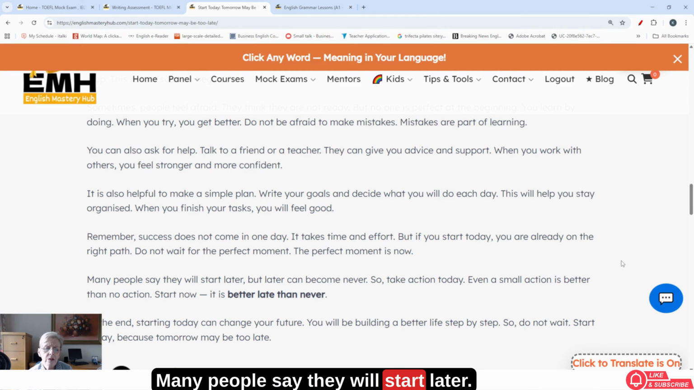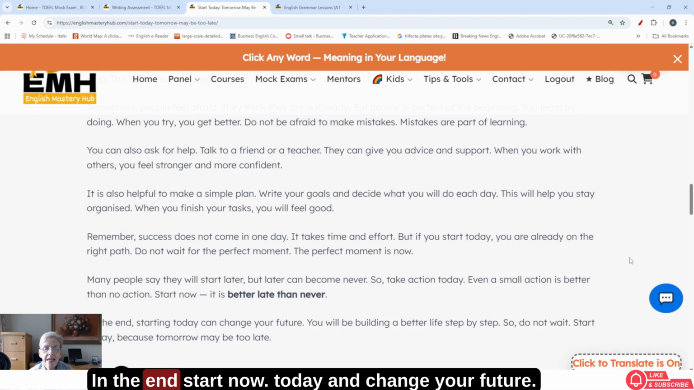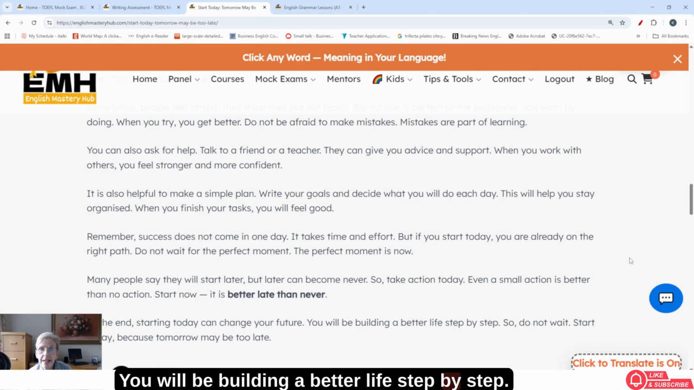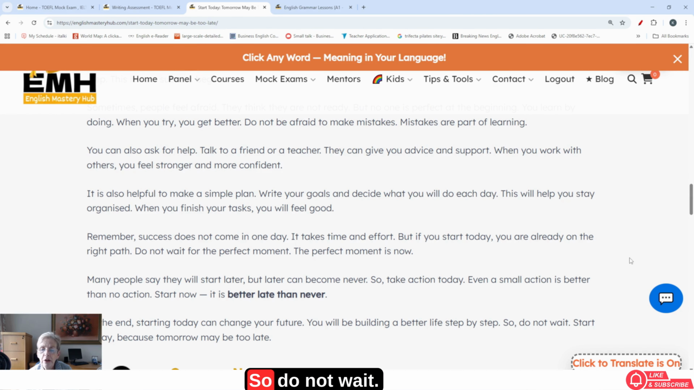Many people say they will start later, but later can become never. So take action today. Even a small action is better than no action. Start now. It is better late than never. In the end, starting today can change your future. You will be building a better life step by step. So do not wait. Start today because tomorrow may be too late.